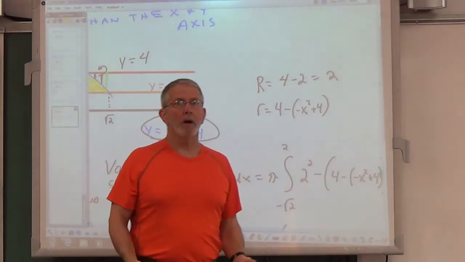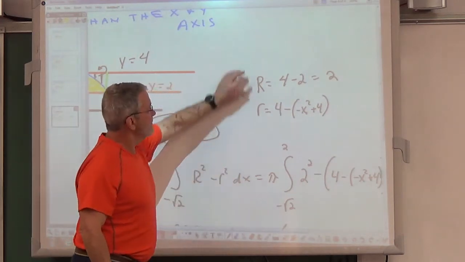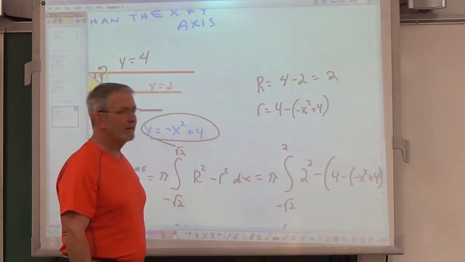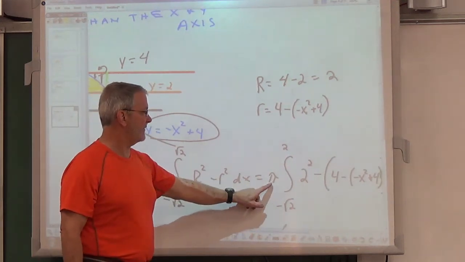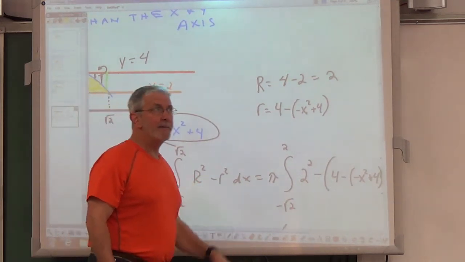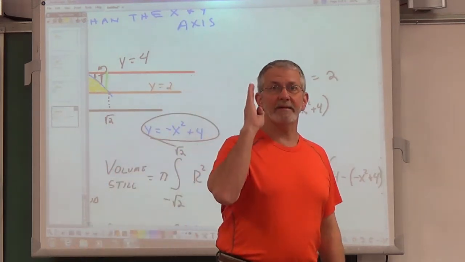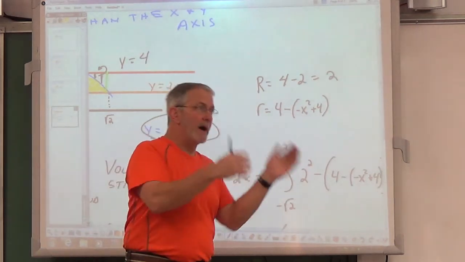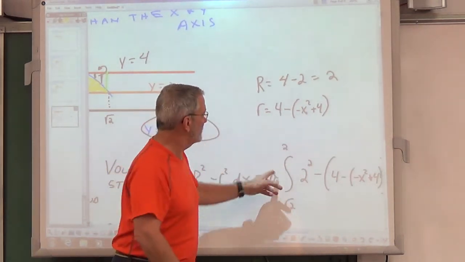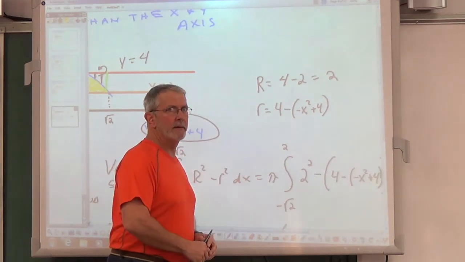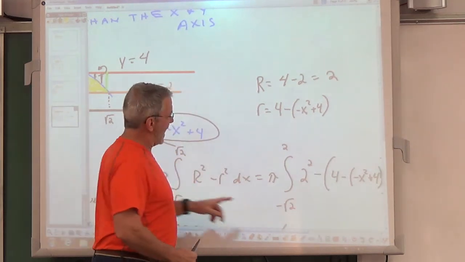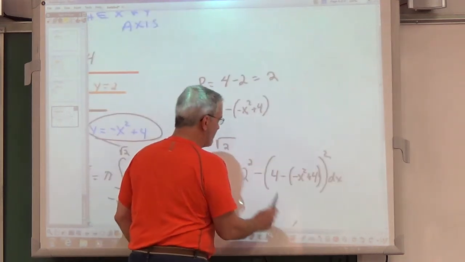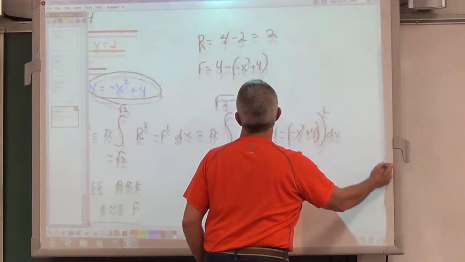And that's little r. And so now I simply put big R squared into the integrand, and little r squared into the integrand. And I still have to have my constant pi, because it's all about the area of a cross section, and a cross section this time is going to be big R squared pi minus little r squared pi, you can factor out the pi, you know all that. And we still have our same bounds from negative square root of 2 to positive square root of 2. Big R squared minus little r squared.